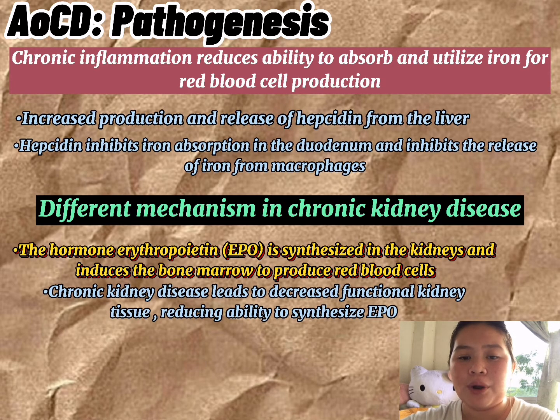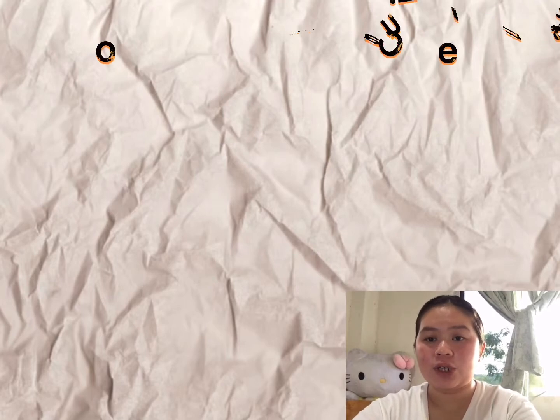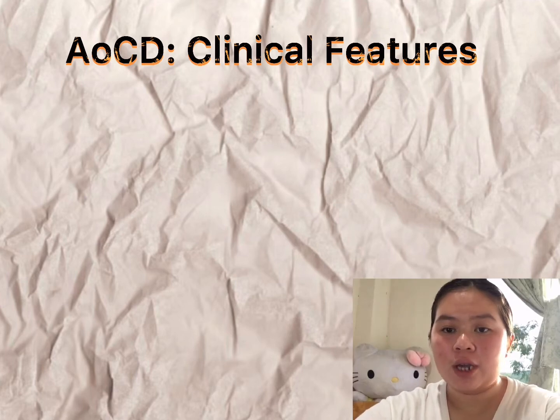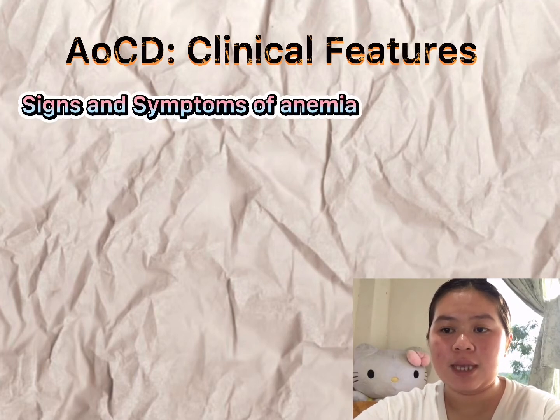This is why we're going to see decreased red blood cells in chronic kidney disease, because of the decreased production of erythropoietin. Now, let's talk about the clinical features of anemia of chronic disease. Anemia of chronic disease has signs and symptoms like any other type of anemia.